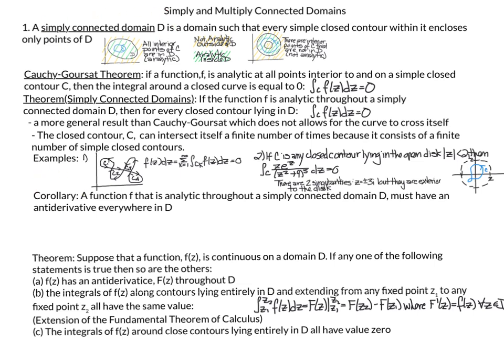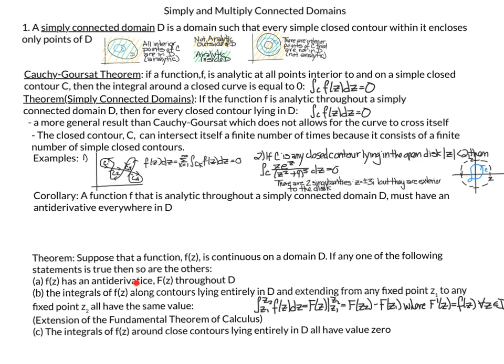We have one more corollary. A function f that is analytic throughout a simply connected domain must have an antiderivative everywhere in D. This corollary adds on to this theorem we had in our video when we discussed antiderivatives and our first look at the Cauchy-Goursat theorem. The theorem said, suppose that a function f is continuous on a domain D, then if any one of the following statements is true, then so are the others.